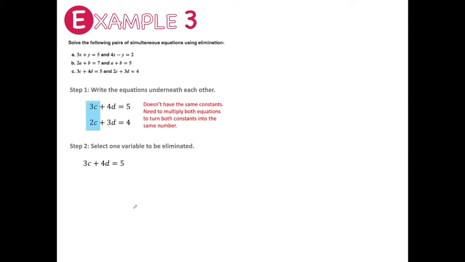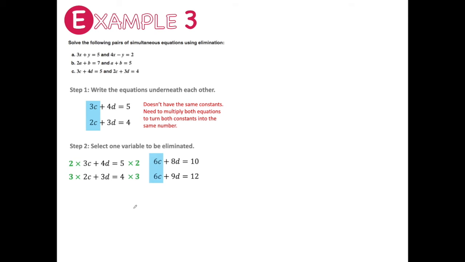So I've got 3c and 2c. So I need to go ahead and make some adjustments to them, so I've got the same coefficient in front of them. And I can do that by coming up with a common multiple of 3 and 2, which is going to be 6. So my first equation, I want to multiply by 2. And that's going to get me 6c plus 8d equals 10, because I multiply all my terms by 2. And for the second equation, I'm going to multiply all my terms by 3. So multiplying 2c by 3, multiplying 3d by 3, and 4 times 3 gets me 6c plus 9d equals 12.